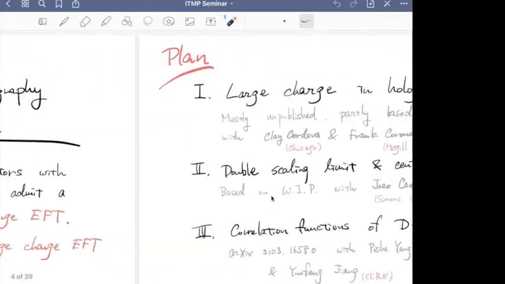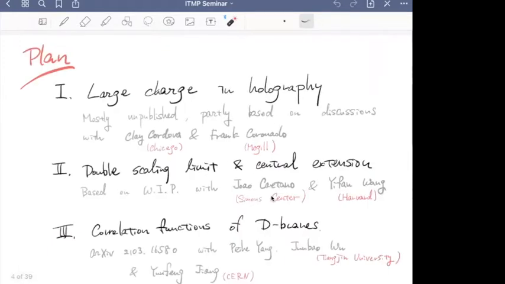If you have any questions or comments, please interrupt me at any time. This is the plan of the talk. My talk is going to be divided into three topics. First, I'm going to talk about large charge and holography. This is mostly based on unpublished results and partly based on discussions with Clay Cordova, who is in Chicago, and Frank Coronado, who is in McGill.